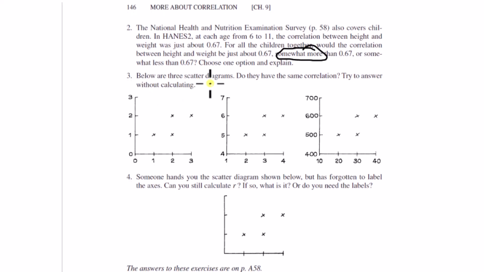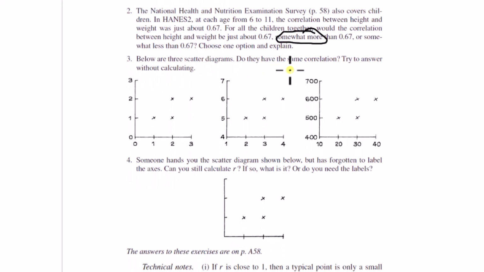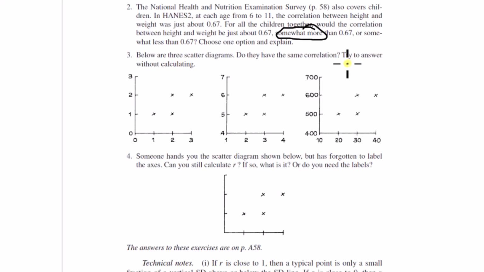Below are 3 scatter diagrams. Do they have the same correlation? Try to answer without calculating. Okay, so let's see. It's like the exact same amount of spread in all of these. Exact same shape, exact same spread. The only difference is the point of averages is different between them. Well, that doesn't matter, right? It seems like it might.